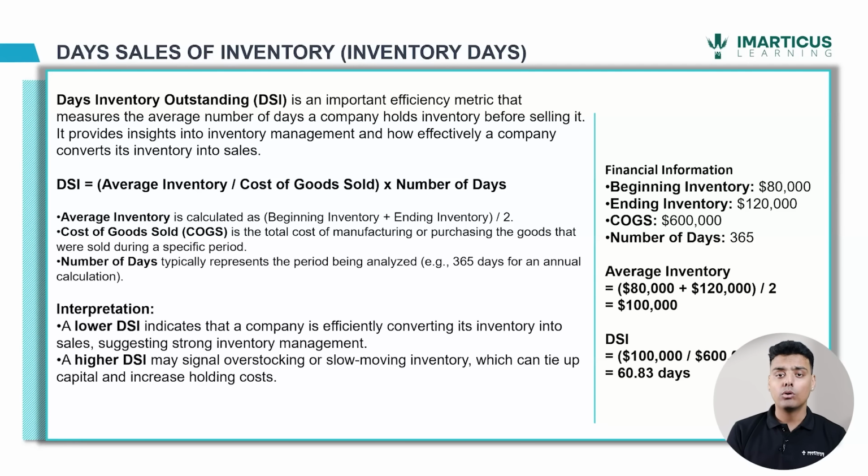This is a bad metric. Why? A higher number of days or a higher inventory days shows that the inventory is sitting in my godown for a really long time. A lower inventory days shows that my inventory is getting sold like hotcakes. And as an organization, I would always strive to have a lower inventory turnover days.